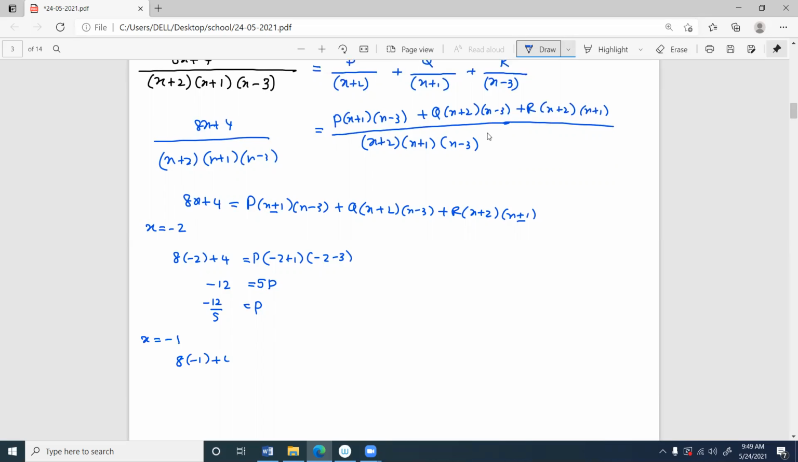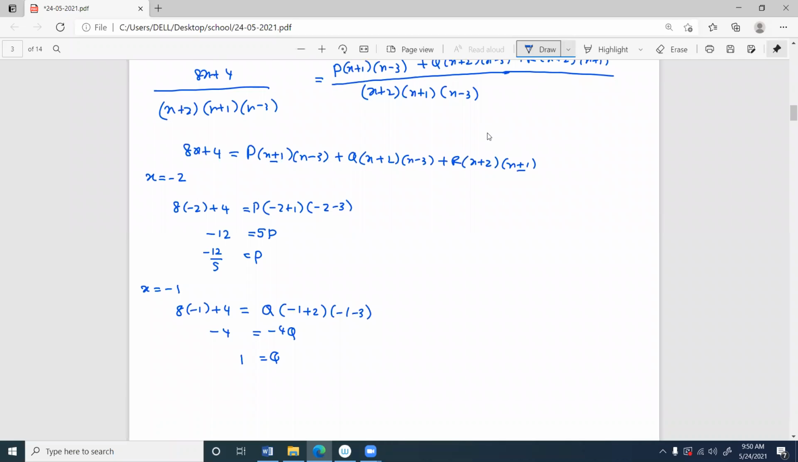Minus 8 plus 4, P and R become definitely 0, so you can find the value for Q. Minus 1 plus 2, minus 1 minus 3. Let's turn up to minus 8 plus 4. Minus 8 plus 4 is minus 4, is equal to minus 4 into plus 1. It's minus 4q. Therefore, q becomes how much? 1. It's pretty simple, right?